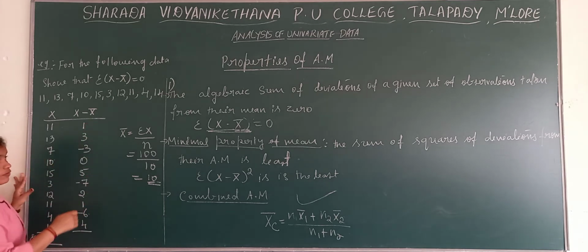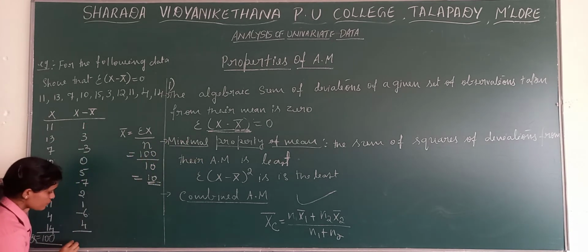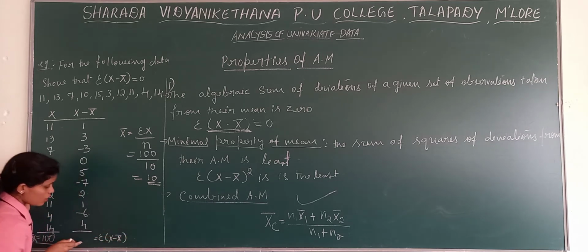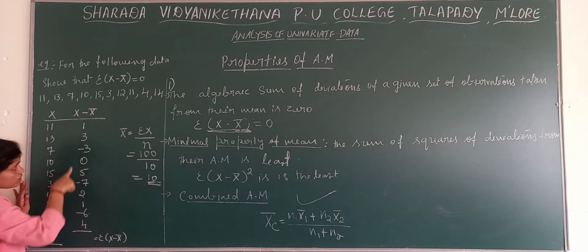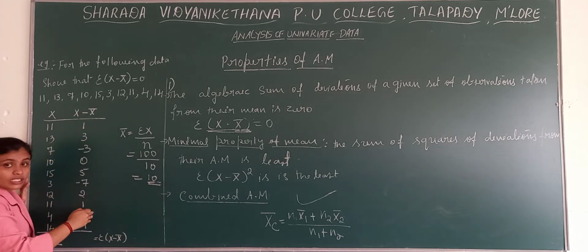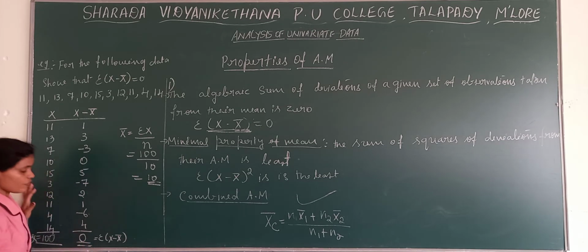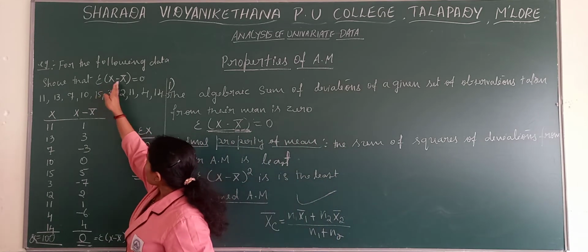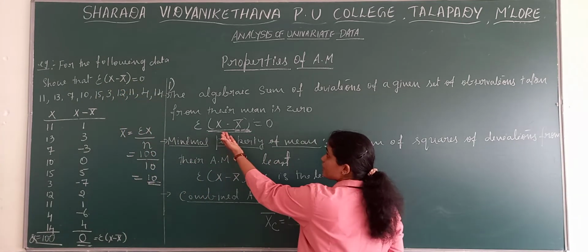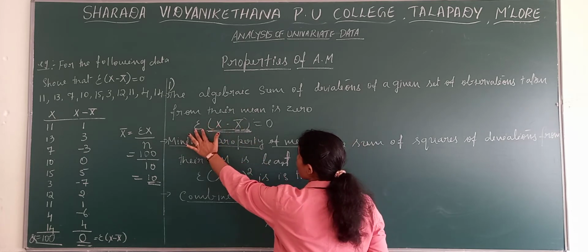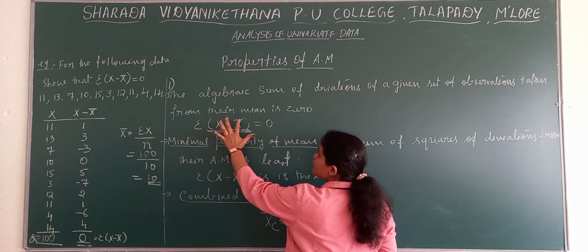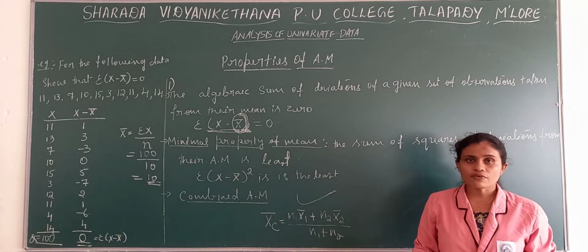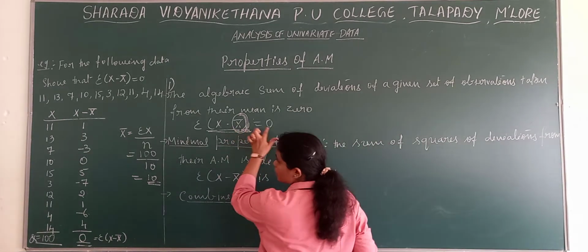Now, when we total, what is that? Sigma x minus x bar, the sum of x minus x bar. When we total it, we get 0. So hence we showed that sigma x minus x bar is 0. Obviously, the algebraic sum of deviations taken from the set of observations' arithmetic mean is 0.